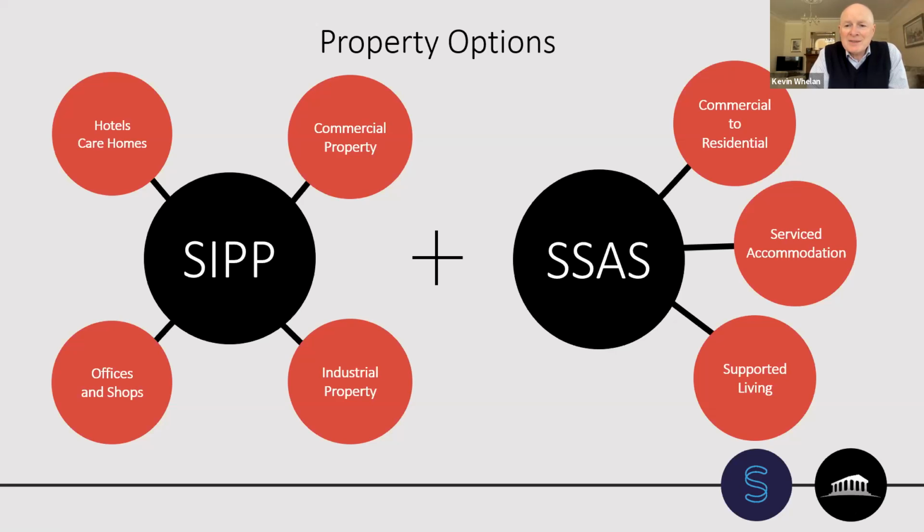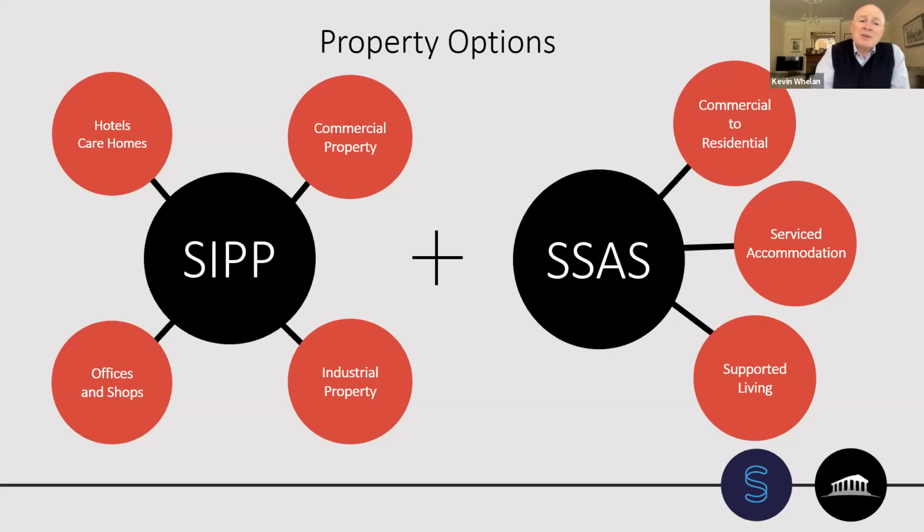But there are so many things a SSAS can do that a SIPP cannot. So the key, when you're doing your research, is to work out what the pros and cons are to you. And certainly from a property perspective, there's such a huge demand now for commercial to residential, particularly with changes in planning law, serviced accommodation, supported living, and shops with tops, as we call them. I could have put that down as well. It's not an exhaustive list by any means, but as I say, a SSAS is a plus.